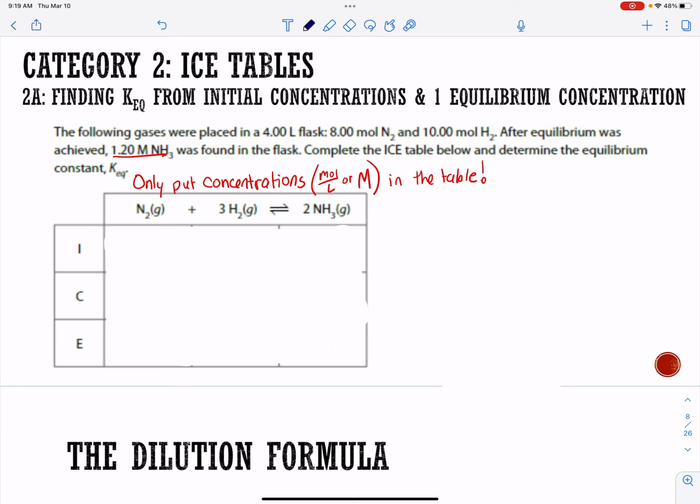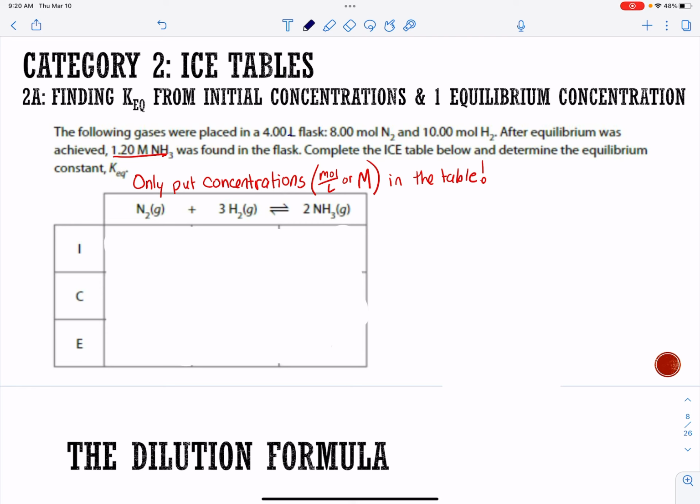So the problem reads, the following gases are placed in a 4-liter flask. So already I'm noticing that this is not a 1-liter flask. I'm going to probably have to do a little bit of math just to put things in the table. I've got 8 moles, there we go with the moles, of N2 and 10 moles of H2. After equilibrium was achieved, 1.20, and now we've got a capital M, that is a molarity of the ammonia, is found in the flask. Complete the ICE table and determine the equilibrium constant KEQ.